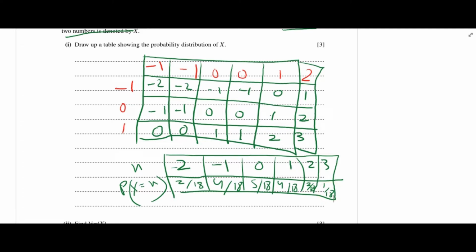You can also cross check it by adding these numbers. 2 plus 4 is 6, 6 plus 5 is 11, 11 plus 4 is 15, plus 2 is 17, plus 1 is 18. So this is your probability distribution. Got it?